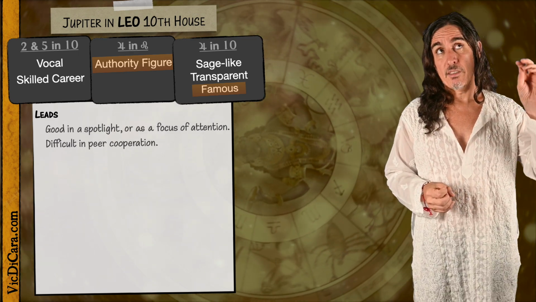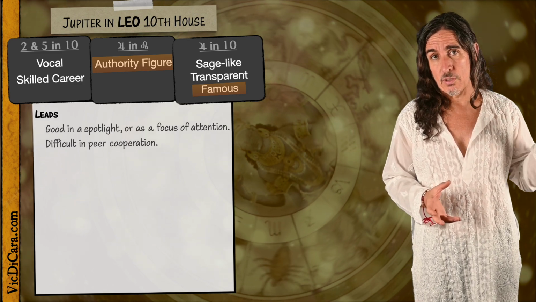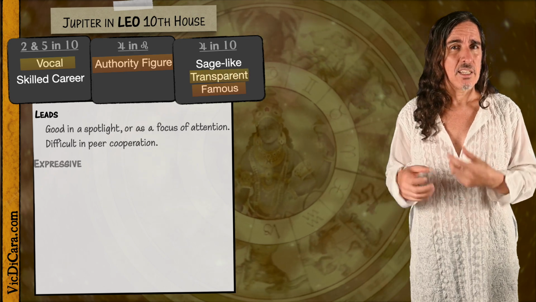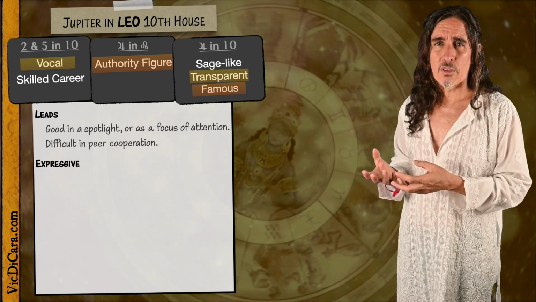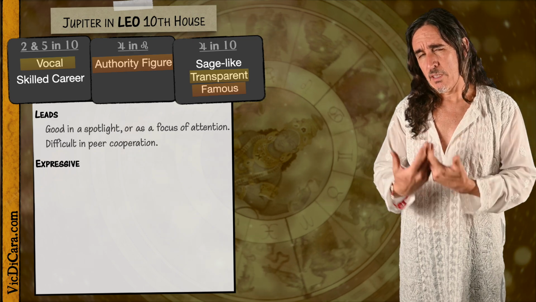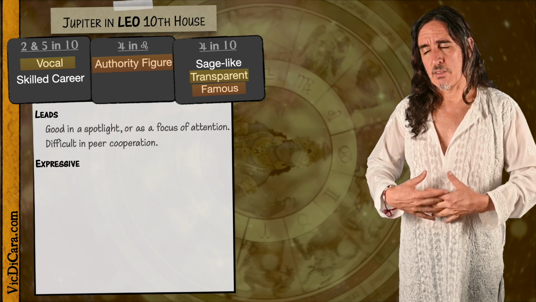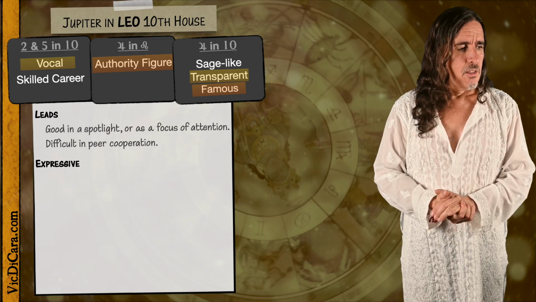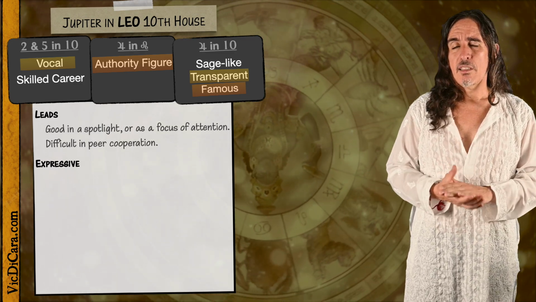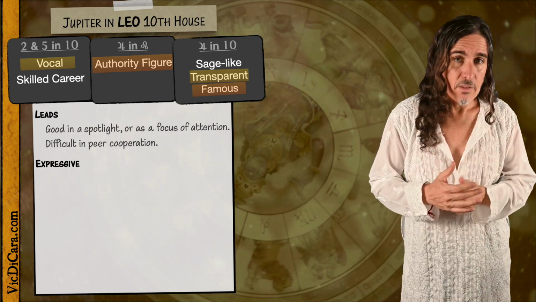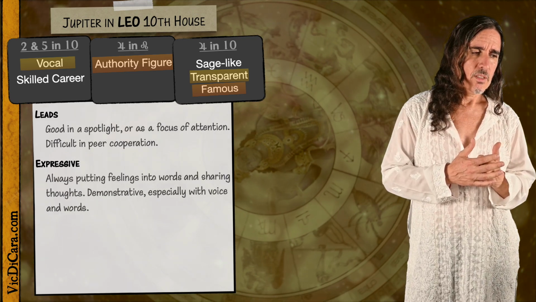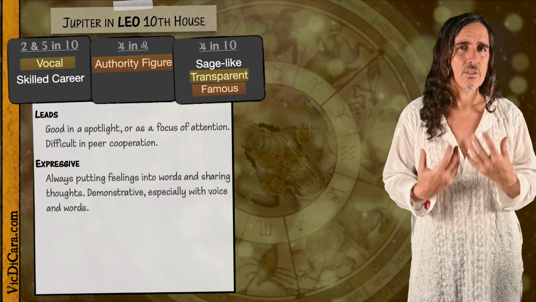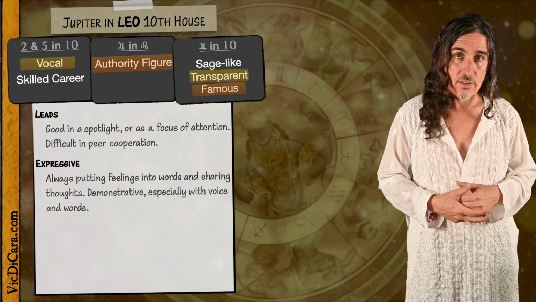Another thing was the second and fifth lord in the 10th house was very, very vocal. And Jupiter in the 10th house can support that because it's very transparent. And transparent was our shorthand keyword for the openness of Jupiter in the 10th house, the ability for what's inside to come out and be shown and not be hidden. So Jupiter in the 10th house in Leo is quite expressive, vocally especially. They like to put their feelings and their opinions, etc., into words and express those words to share them.